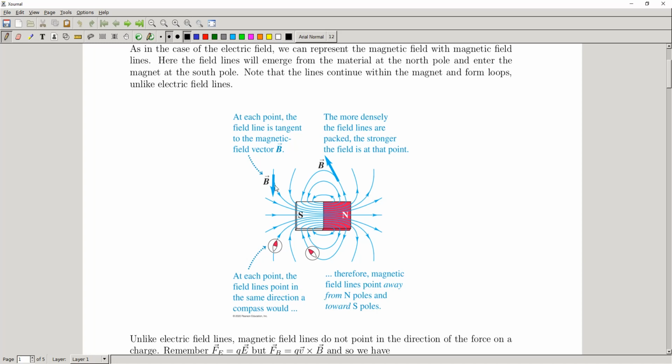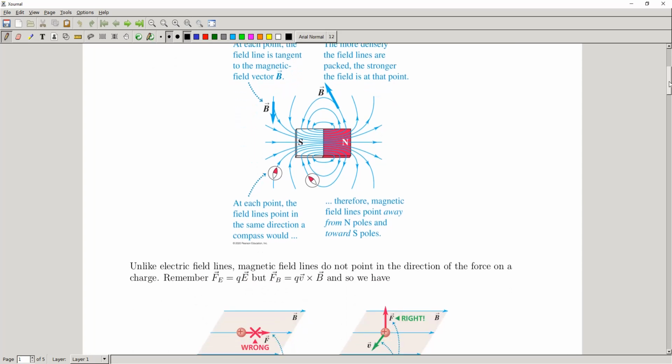At each point, the field lines are in the same direction that a compass would point. The field lines always point away from north poles and toward south poles. So we see it kind of looking like this. So that's what our magnetic field lines would look like.